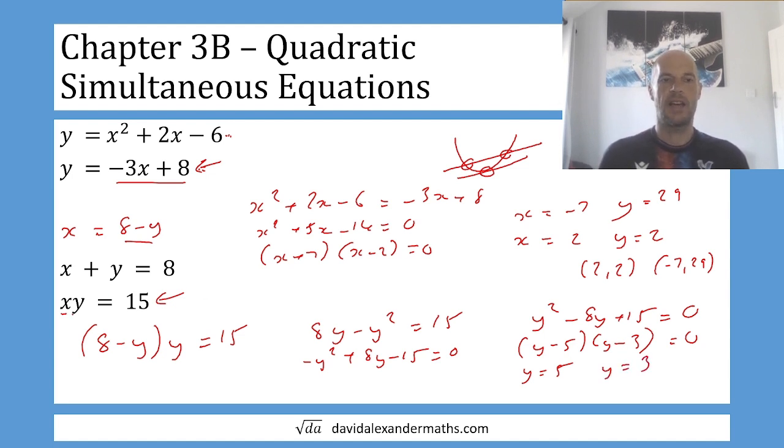And x multiplied by y is 15. So when y is 5, x is 15 divided by 5, which is 3. And when y is 3, x is 15 divided by 3, which is 5. And again, we can write these as coordinates: 3, 5 and 5, 3.